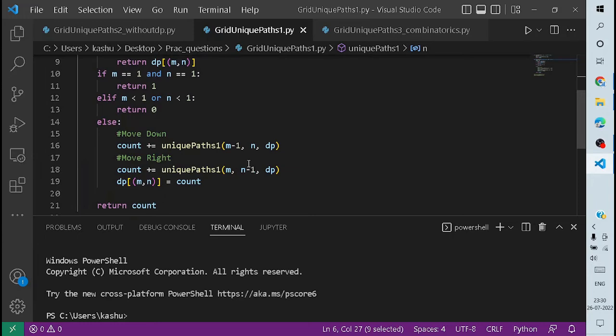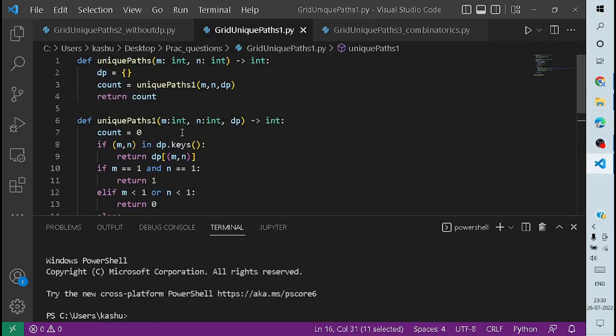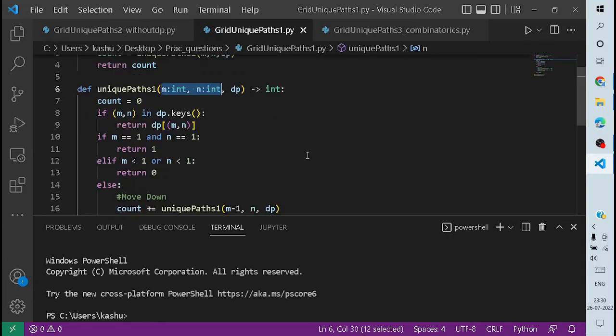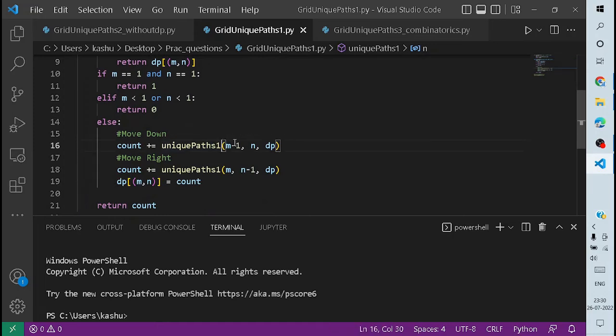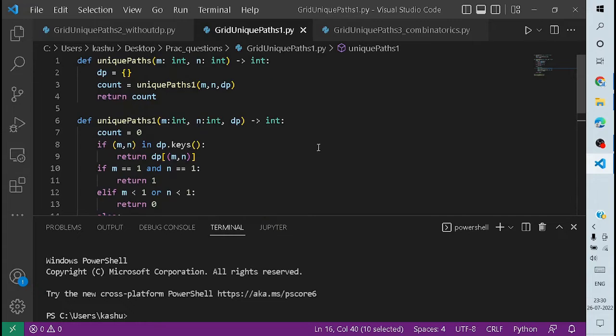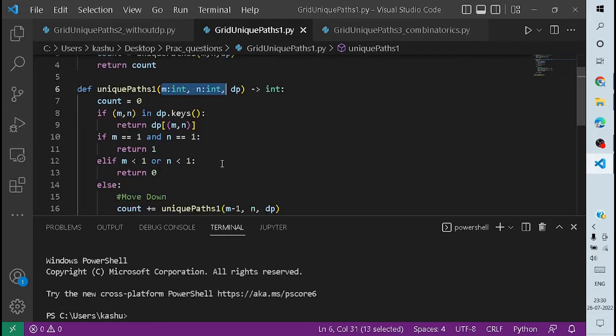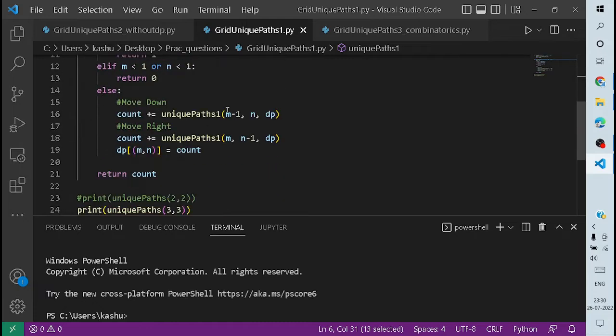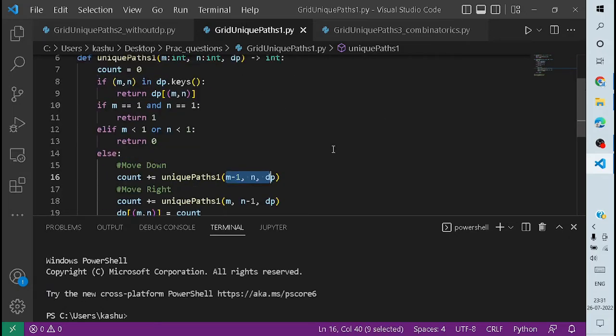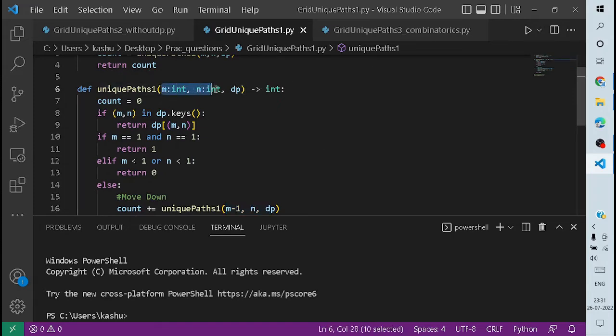So I say that okay, when I go down, then I have these changed arguments. Please calculate it for me. All right. So 3 comma 3 would become 2 comma 3 over here. It will again come here and 2 comma 3 will sit on stack and m comma n will become 1 comma 3. 1 comma 3 would again come here. The current values of m n would go on stack and this would become 0 comma 3.